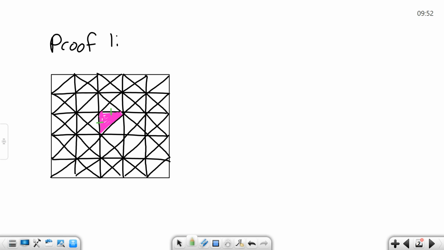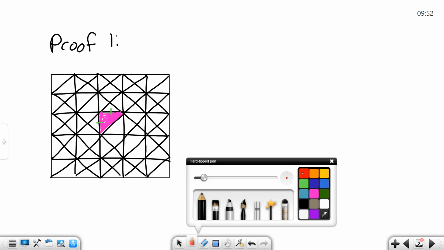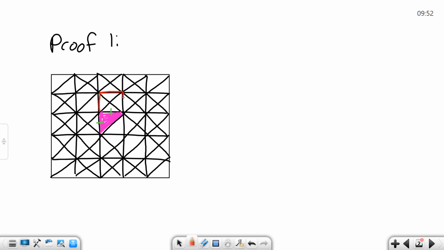Now, if we look at the square coming off of this and the square coming off of this and the square coming off of the hypotenuse, each leg has 4 of the triangles within it. Now, if we look at the hypotenuse, which is this one right here, we have 1, 2, 3, 4.